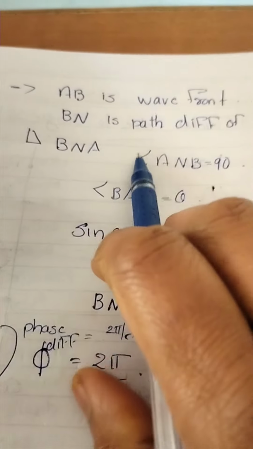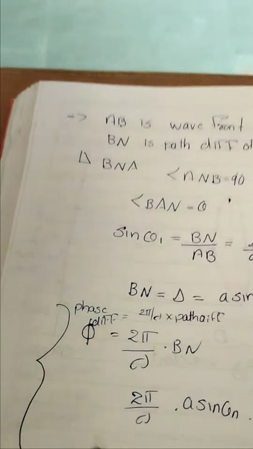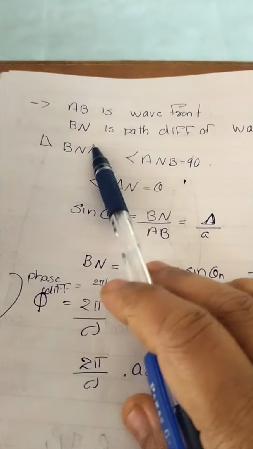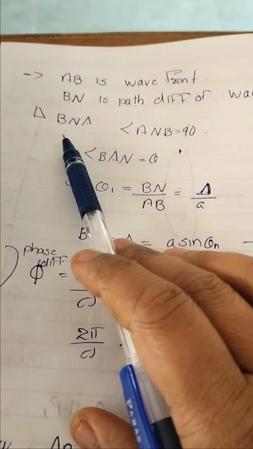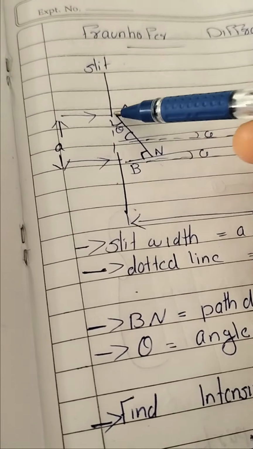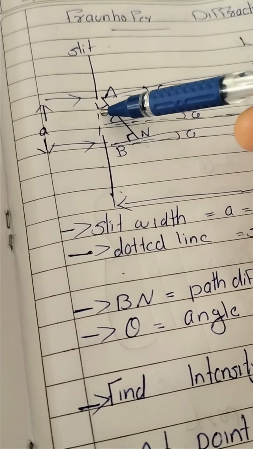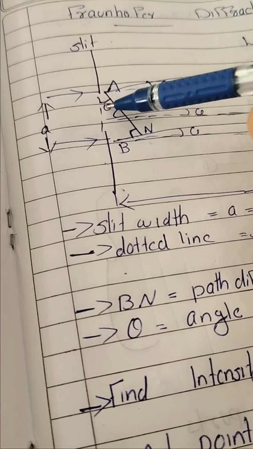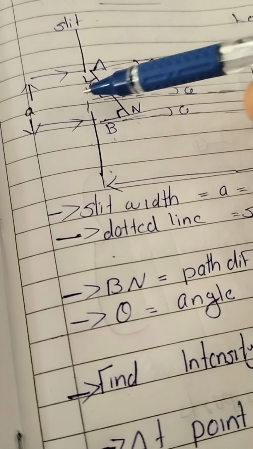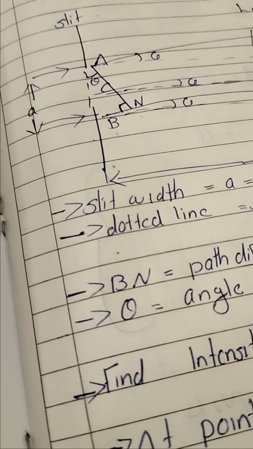AB is the wavefront, and BN is the path difference. We should consider the triangle BNA. Here this angle is 90 degrees and this is theta. So we consider sine theta, which is opposite side by hypotenuse. The opposite side is BN and the hypotenuse is AB. So sine theta equals BN by AB.